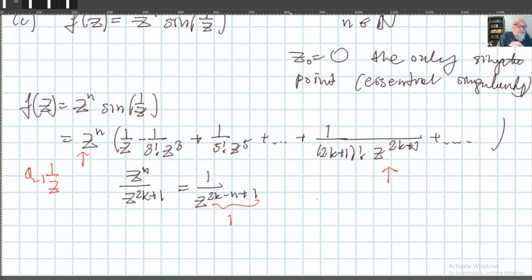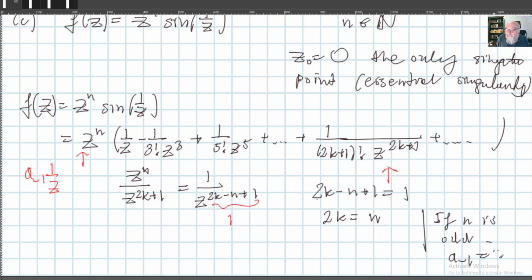So that means 2k minus n plus 1 is 1. So that means 2k must be equal to n. And that explains, you can see immediately, that if n is odd, then what do I get? I get 0. That means a minus 1 must be equal to 0, because an even number cannot be equal to an odd number. So if n is odd, let me write down the answer.